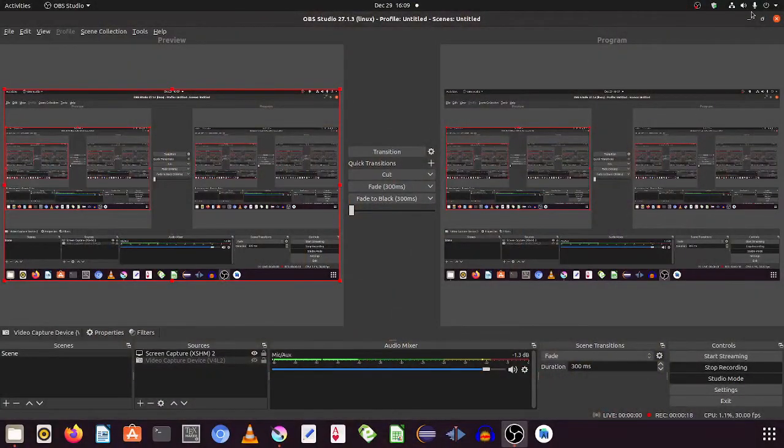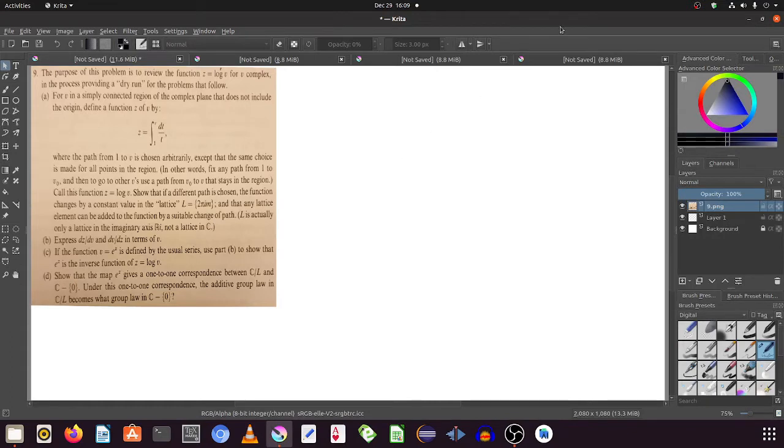So let's get on with problem 9. It's a dry run dealing with the logarithm and exponential function as a complex function. The usual way is to start by defining the exponential by its series and then taking the theory from there. In this problem we do it the other way. We define the logarithm as a path integral, and then we have to do some stuff.